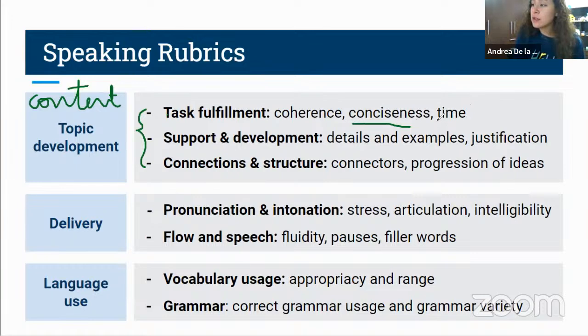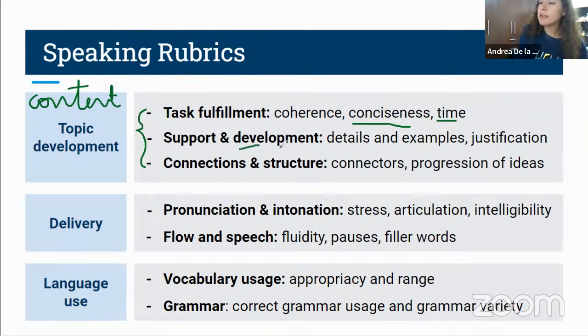And if you're using the time that they give you properly, so if they give you 45 seconds to speak, if you're using those 45 seconds well, then that means that you're fulfilling the task. You're following the instructions, right? You're doing what they're asking. So in order to get a good score in this part, your response needs to make sense, it needs to be coherent, it needs to be concise, so you cannot be redundant, and you need to use the time that they give you properly. Okay, guys?